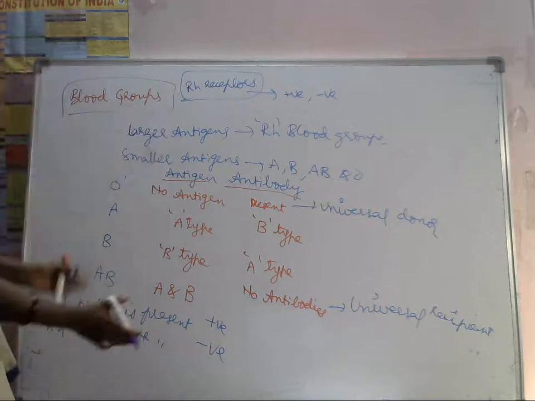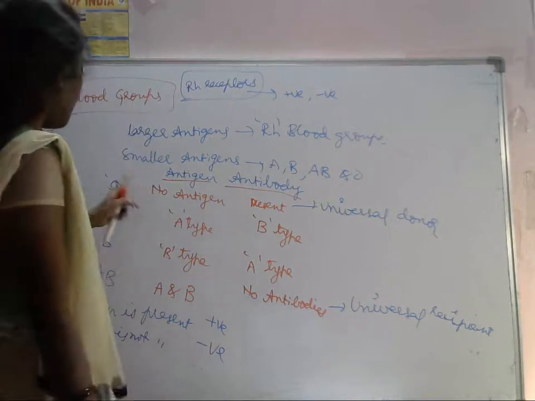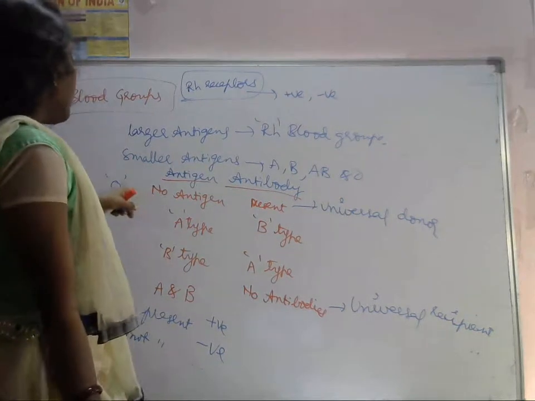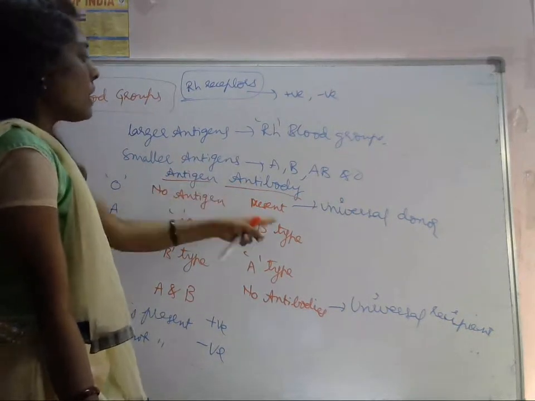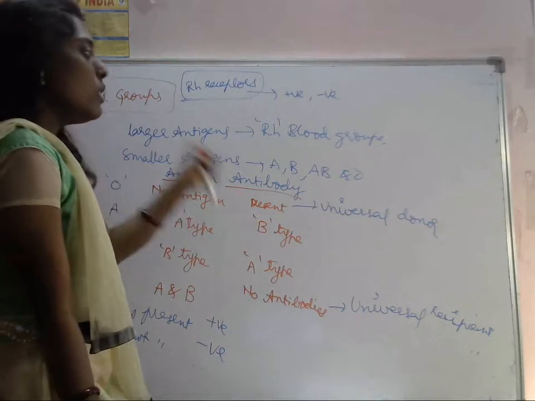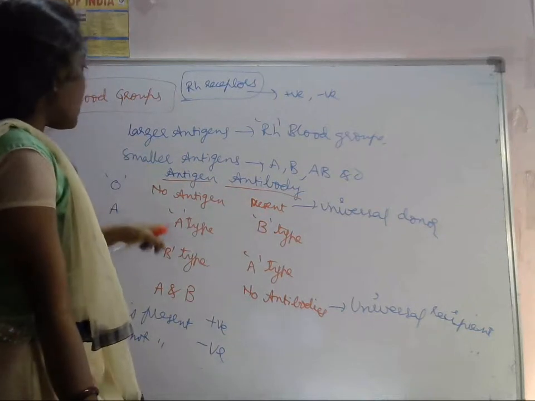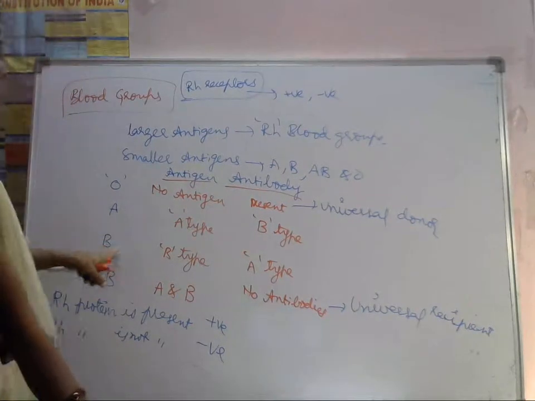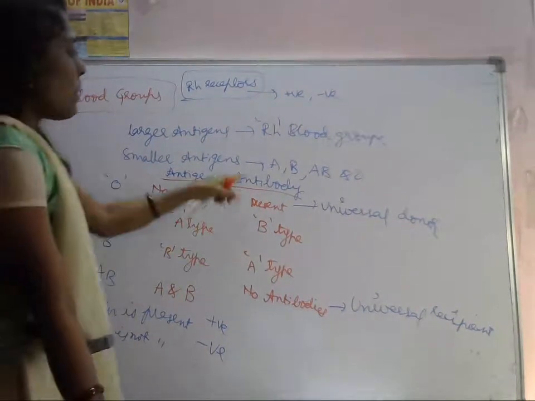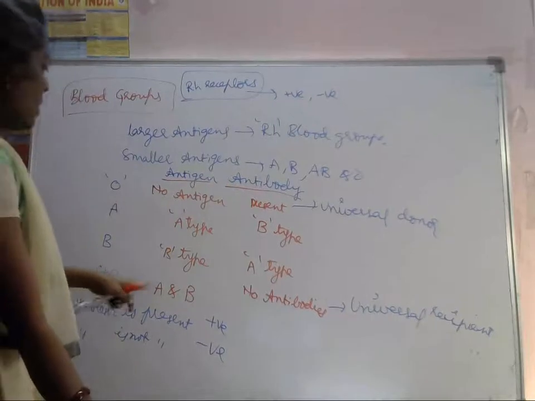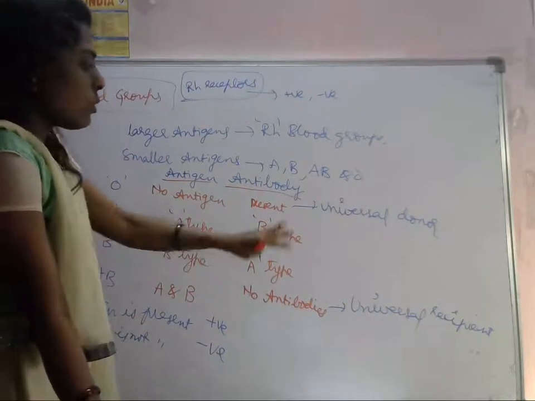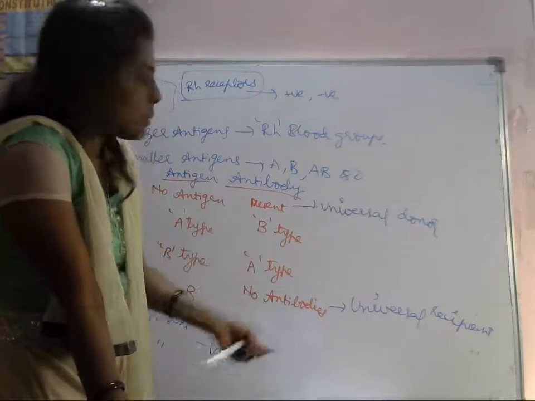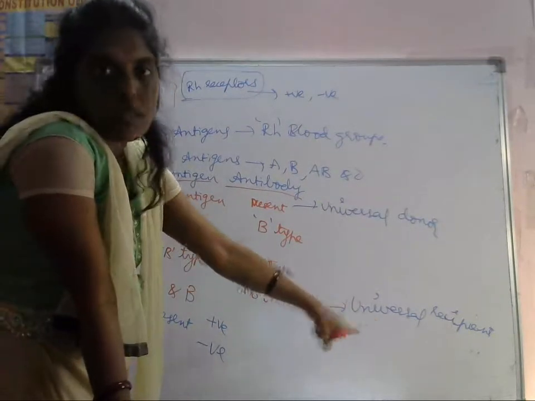First we categorize into A, B, O, AB groups. In the O group no antigens are there, only antibodies are present, so it is a universal donor. In A, A type antigen is there and B type antibody is there. In B, B type antigen is there and A type antibody is there. In AB antigens are there but there are no antibodies, so it accepts blood from all the groups. That is why it is called the universal recipient.